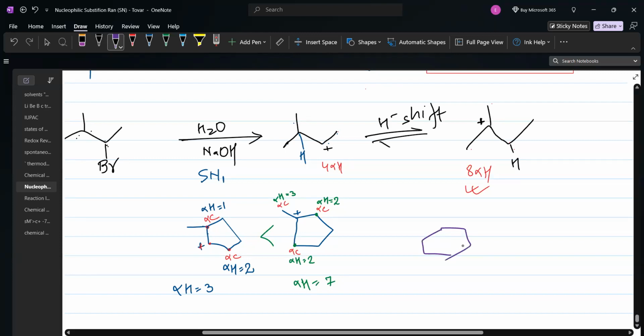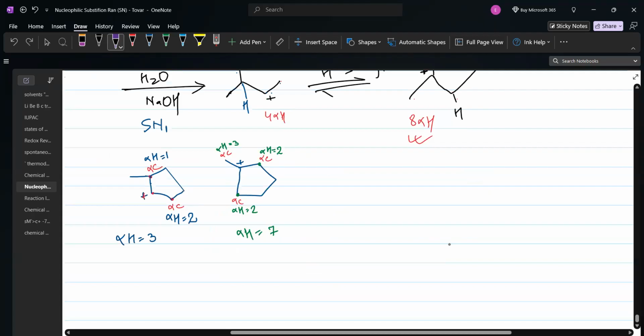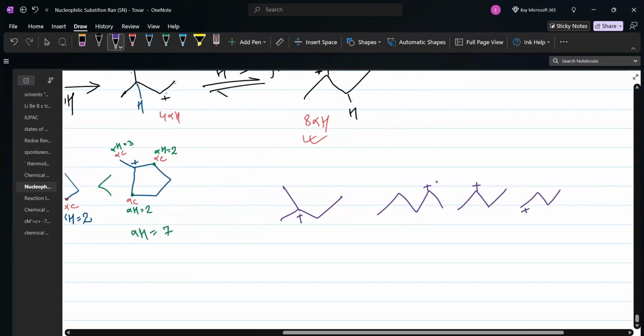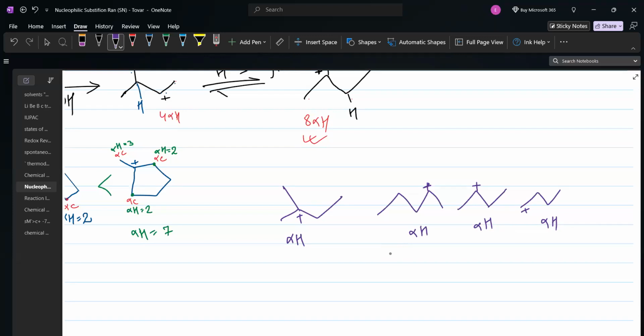Let's see. I will draw a different structure for you. So please just let me know how many alpha hydrogen present here directly. Please calculate alpha hydrogen in your copy. And you have to let me know the order of it, which one is the most stable, in the increasing order.